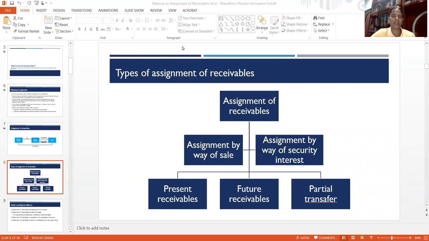So as I said, types of assignment of receivables. Assignment could be primarily of two types: assignment by way of sale, assignment by way of security interest. Mostly in our conversation for this topic today, we'll be concerned with assignment by way of a sale. That would mean our intent is to actually sell down the receivable. We're trying to sell off the receivable. That's assignment by way of sale.